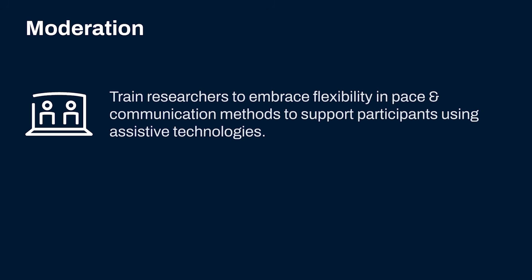The third pillar is moderation. Researchers need to have training to be flexible with the pace and with the communication methods. If a participant is using an AAC device, an augmentative and alternative communication device, the cadence of the conversation is going to be different. Researchers need to be comfortable with silence. They need to be comfortable troubleshooting technical issues without making the participant feel like a problem to be solved.